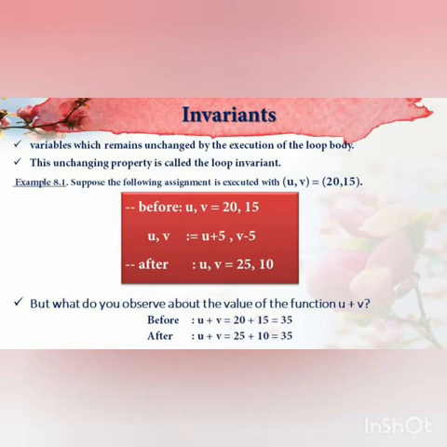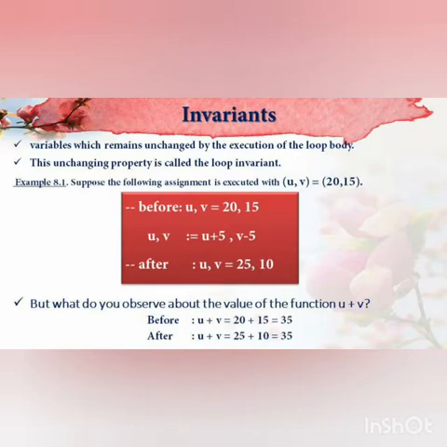So, before the assignment, the value of u is 20 and the value of v is 15. Now, after the assignment, the value of u is 25 and v is 10. Do you understand this? So, the third line, -- after: u, v := 25, 10. Now, what do you observe about the value of the function u plus v?